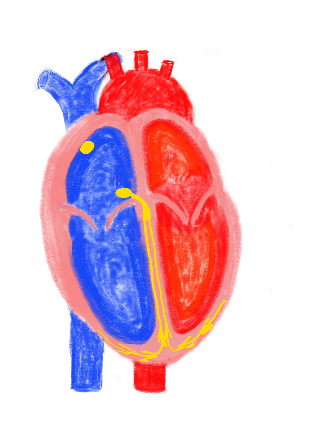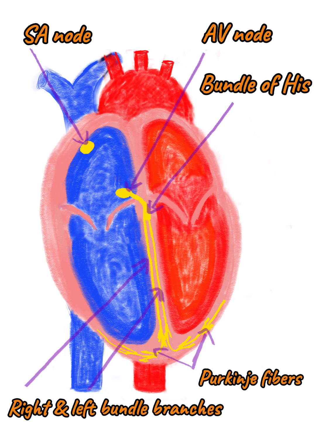So let's summarize the conduction pathway. The impulse starts at the SA node, spreads across the atria, pauses at the AV node, travels through the bundle of His, continues down the right and left bundle branches, and finally spreads through the Purkinje fibers. Together, this conduction system ensures that the atria contract first, followed by the ventricles, producing an efficient, coordinated heartbeat every time.